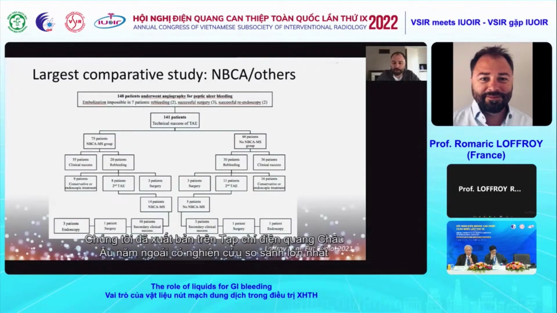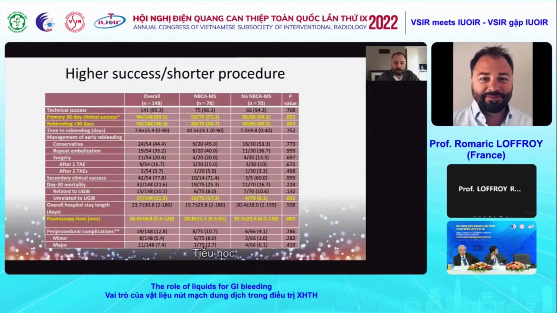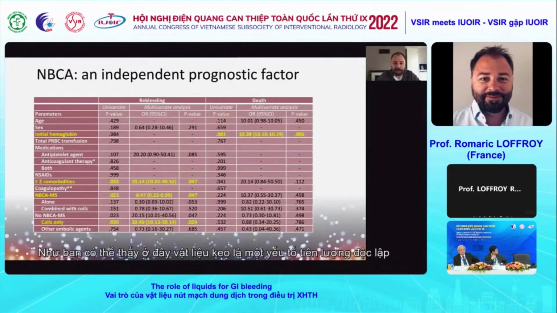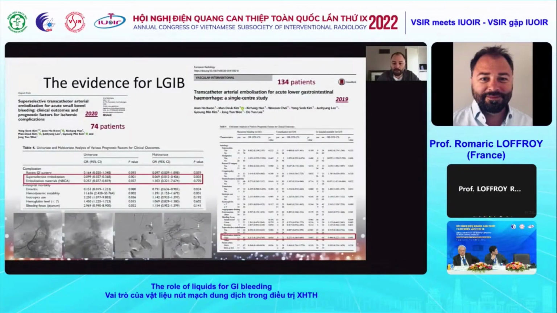And we published in European Radiology last year the largest comparative study comparing glue versus other embolic agents, and we showed that the primary 30-day clinical success was significantly higher in the glue group, with significantly less rebleeding and shorter procedure, of course, because this is faster to do, as you can see here. And glue was an independent prognostic factor in univariate and multivariate analysis, meaning that this is very interesting for upper GI bleedings.